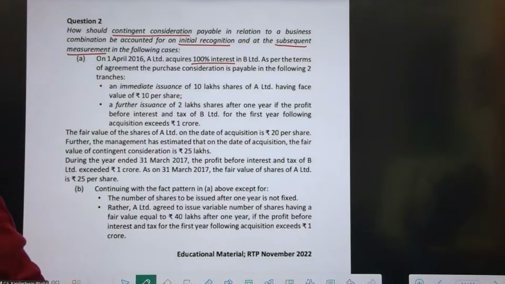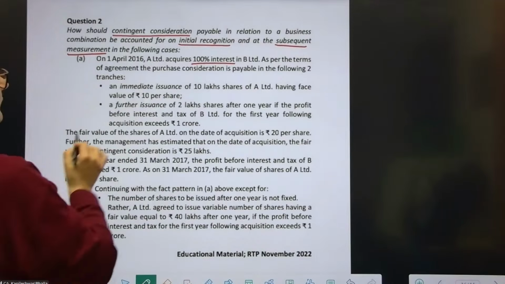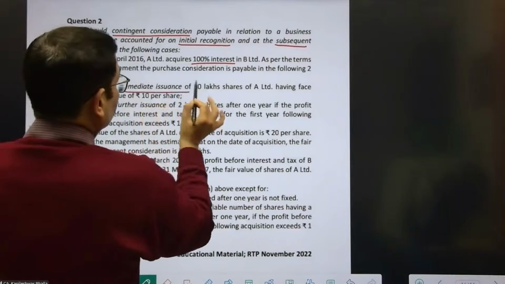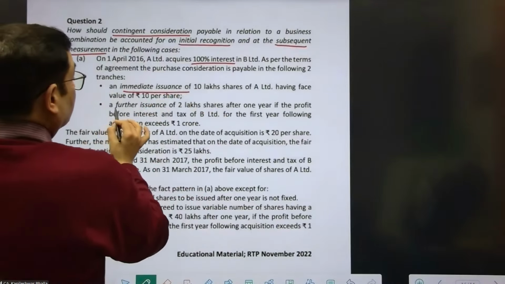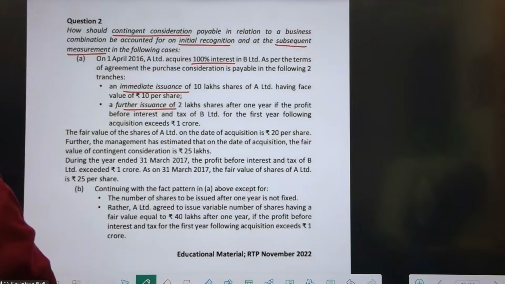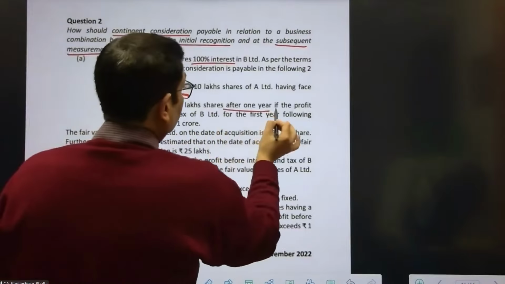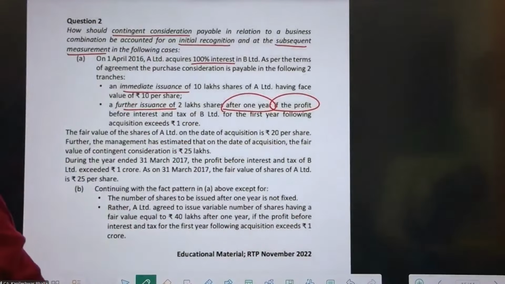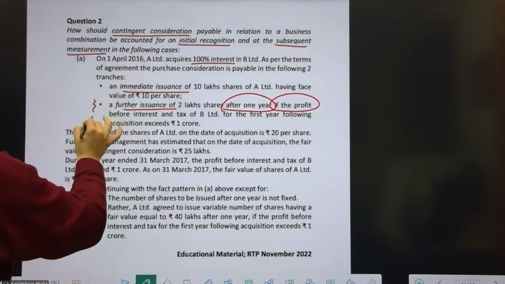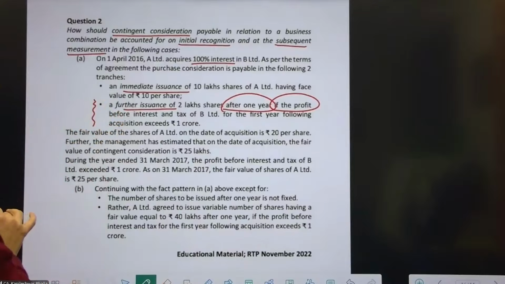As per the terms of the agreement, the purchase consideration is payable in 2 tranches. An immediate issuance of 10 lakh shares with a face value 10. A further issuance of 2 lakh shares after 1 year if the profits before interest and tax for the following year exceeds 1 crore. What is this? Is this DC or is this CC?